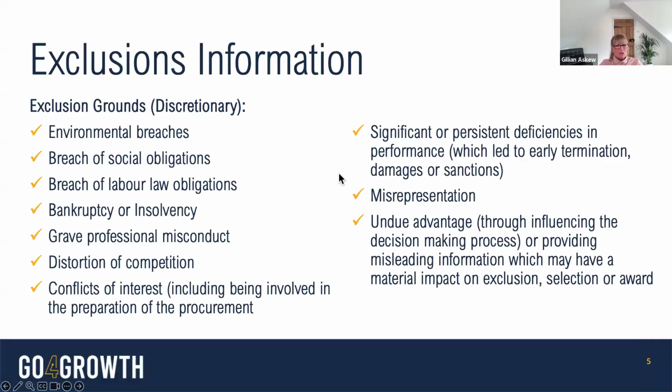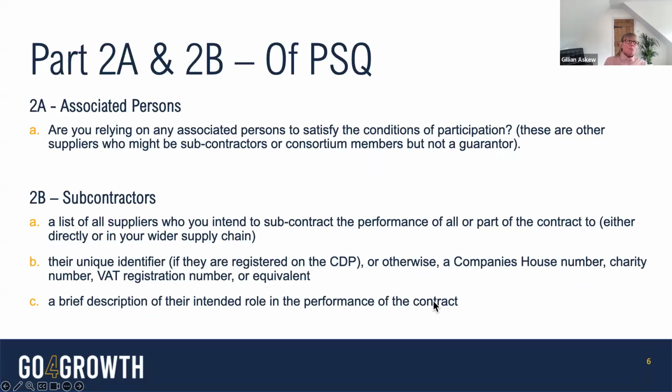And if I just pop back to the screen. So part 2A and part 2B of the procurement specific questionnaire is around associated persons. So you are asked about your connected persons and your persons of significant control in the registration, but this is around associated persons. So are you relying on any associated persons to satisfy the conditions of participation? So those conditions of participation will be laid out for you in the tender documentation, the tender information. That could be other suppliers who might be subcontractors or consortium members, but it would not include a guarantor.